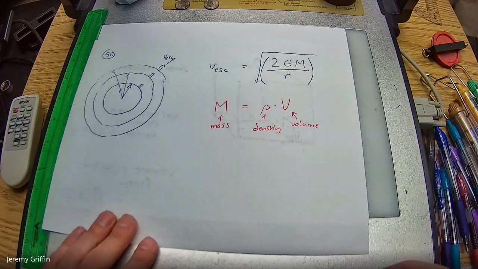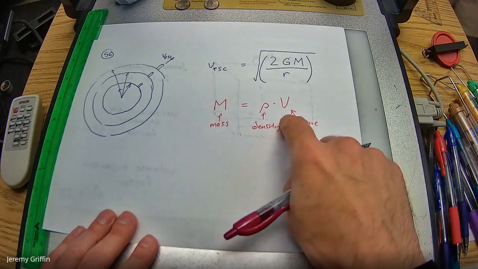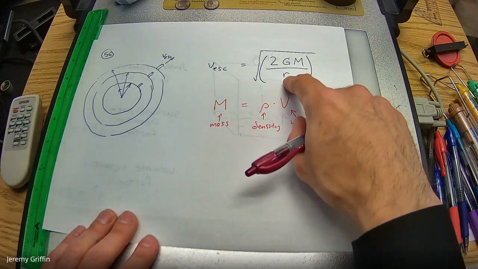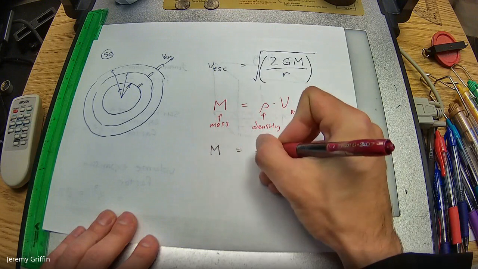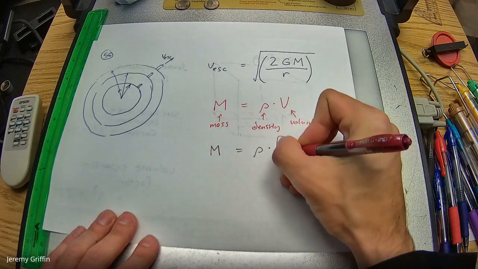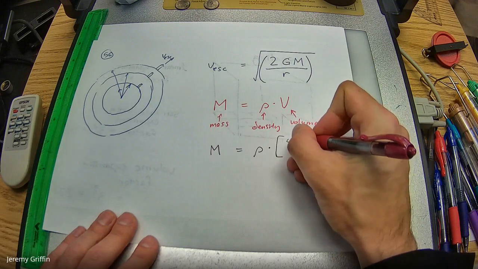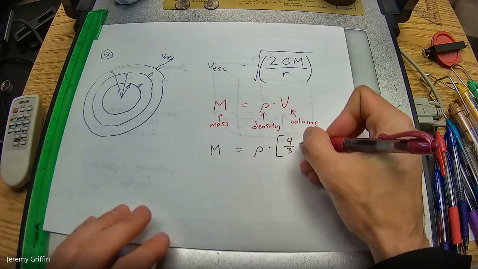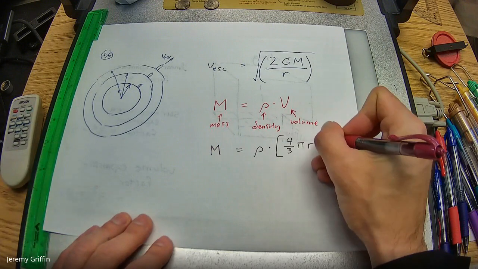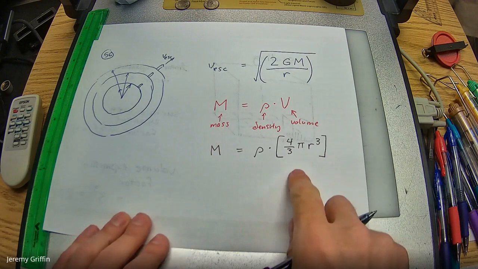Right? Isn't that true? And isn't volume proportional to r cubed? If you assume this is a sphere, does anybody happen to know the volume of the sphere? Wasn't it like 4/3 pi r cubed? Yeah, you guys got it.